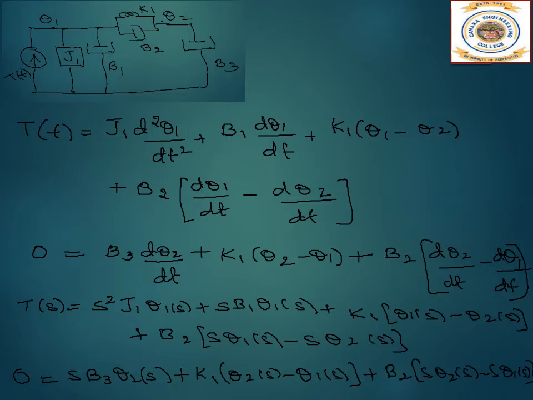Now we'll arrange the terms together, then we'll substitute the values for the equations. So equation 1, T of s will be equal to, we have the terms now together. Let us take theta 1 of s terms together. So theta 1 of s into J1 s square plus B1 s plus K1 plus B2 s, minus theta 2 of s into K1 plus B2 s.